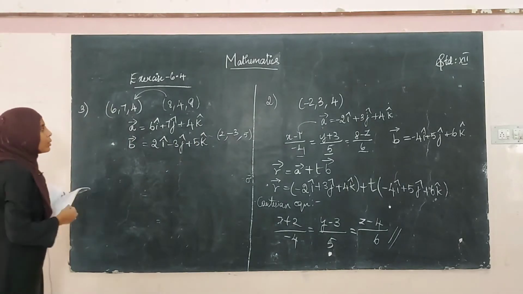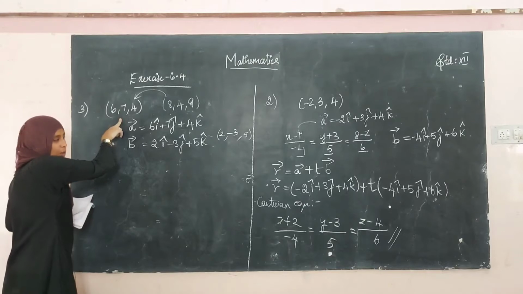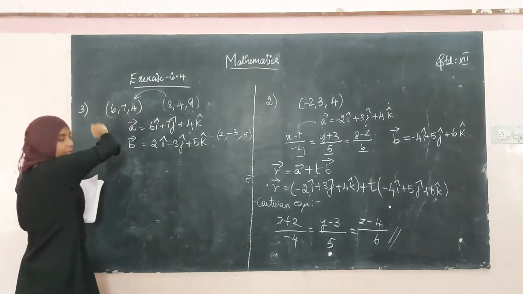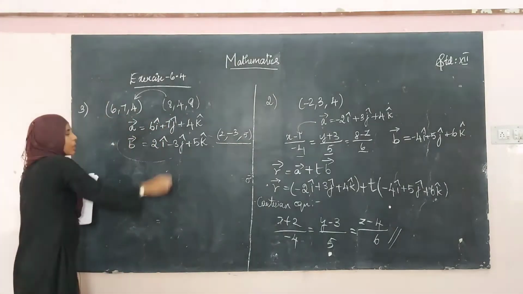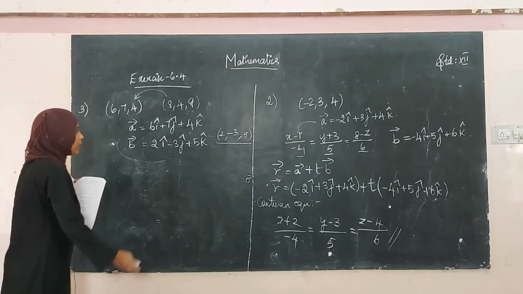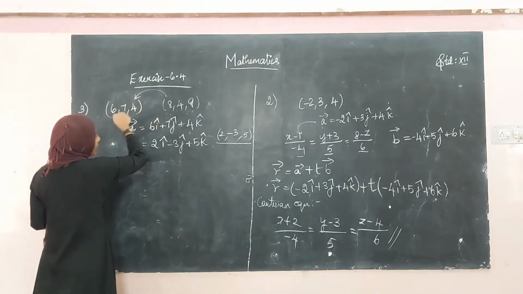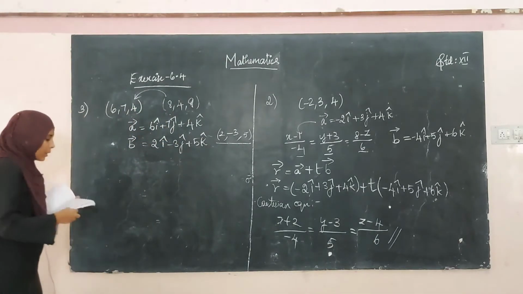When 2 points are given, you have to first find the direction ratios. This is the direction ratios, that is second point minus first point. Using the direction ratios we can write the B vector, right? So 8 minus 6 is 2, 4 minus 7 is minus 3, 9 minus 4 is 5. So this is B vector.